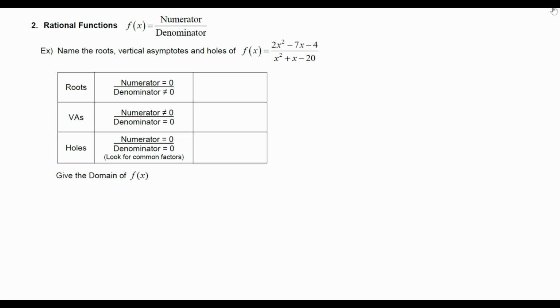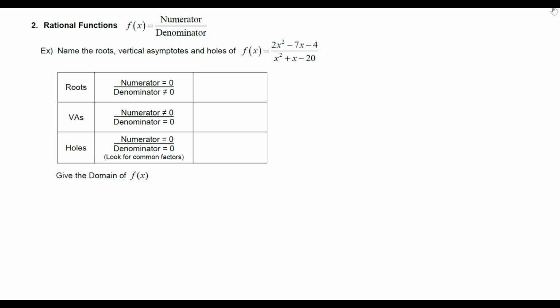Rational functions. A rational function is a function of the form polynomial over polynomial. Example: name the roots, vertical asymptotes, and holes of f of x equals 2x squared minus 7x minus 4 over x squared plus x minus 20. You can see this is a rational function since you have a polynomial over a polynomial.